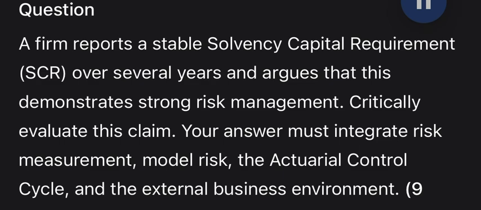Quick awareness check. Stability versus responsiveness. A risk measure that doesn't move in a moving world is likely broken, not stable. The model lag. If assumptions aren't updated, the SCR becomes a historical relic rather than a future safeguard. Feedback failure. If the control cycle loop is broken, the firm is flying blind with old data. Tail dependency. External volatility usually causes risks to clump together. If the SCR doesn't rise, it's ignoring this convergence.